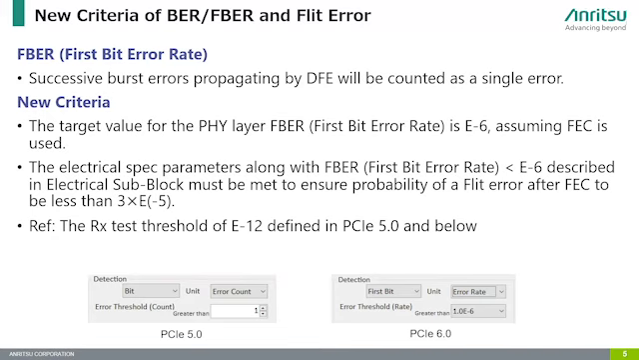So, a new criterion of BER, or FBER, for flit errors. FBER is a new concept. Successive burst errors propagated by the DFE will be counted as one single error. So if you have a 101010 clock pattern and the first bit fails, it automatically fails the contiguous bits, so any number of contiguous errors can be counted as one error. And FBER must be better than E-6. That is the new criterion.